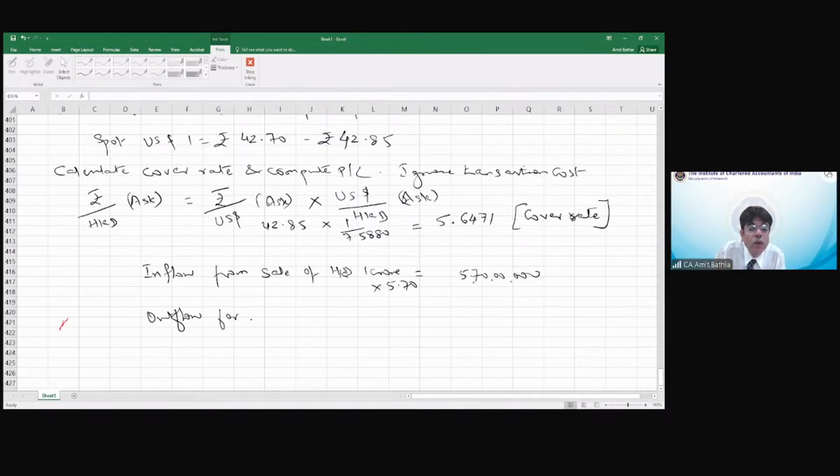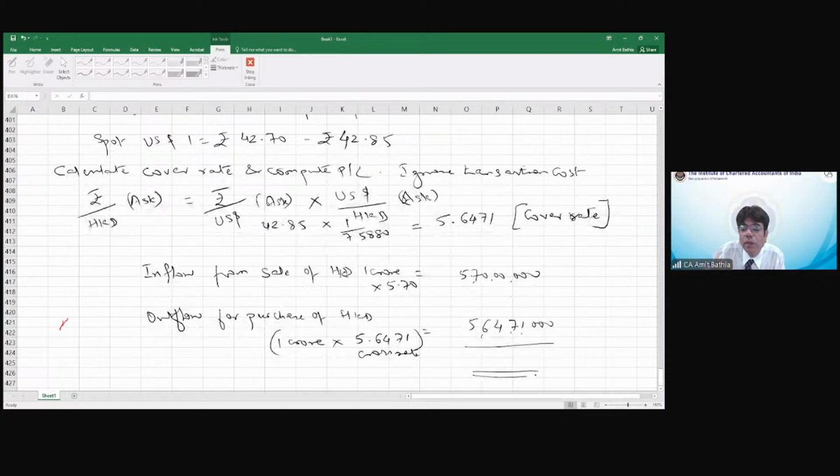Outflow for purchase of HKD. You want to purchase how much? 1 crore. At which rate? At cross rate, which is 5.6471. So that comes to how much? 5 crore 64 lakh 71,000. Right? So the difference, you have received an inflow, right?